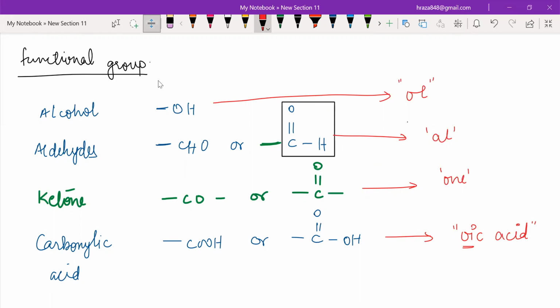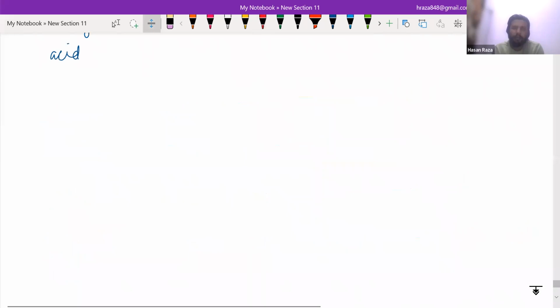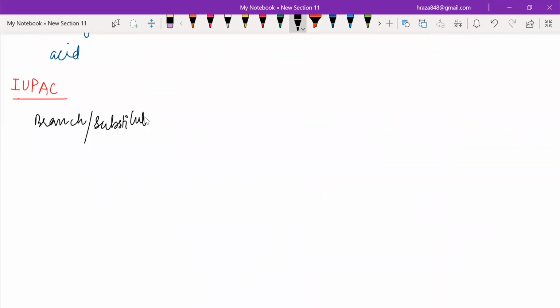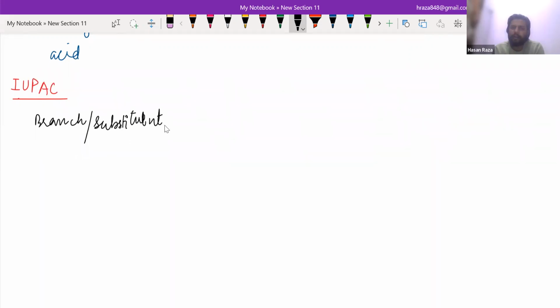Yes, sir. Okay. Now see, always remember when you are going to write the IUPAC nomenclature, you are going to write the name of the branch first. Branch, that means basically substituent. You are going to name it. When you are going to write the naming, you need to write all the names of the branches in alphabetical order. After this, you are going to write the name of the parent chain.